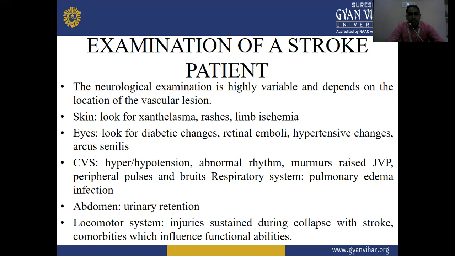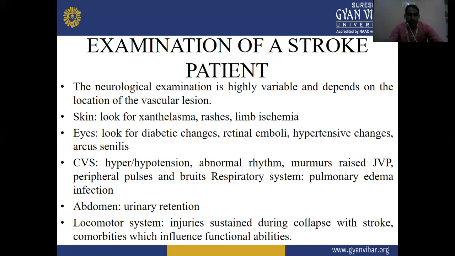Next one, eyes. Look for diabetic changes, retinal emboli, hypertensive changes, and arcus senilis. Retinal emboli are opacities identified in retinal arteries and are often an incidental finding on ophthalmic examinations. And next one is arcus senilis, a half circle of gray, white, or yellow deposition in the outer edge of your cornea, the outer layer of the front of your eye.